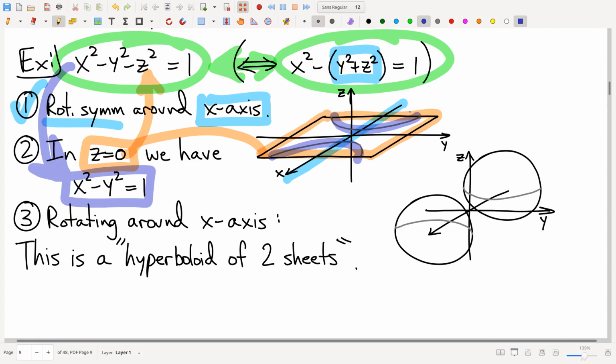Again, make sure you're good with all your algebra 2 stuff. And so again, same situation. And we have a rotational symmetry. We know what one of the cross sections look like. So I'm going to take this cross section and rotate around my known axis of symmetry, namely the x-axis.